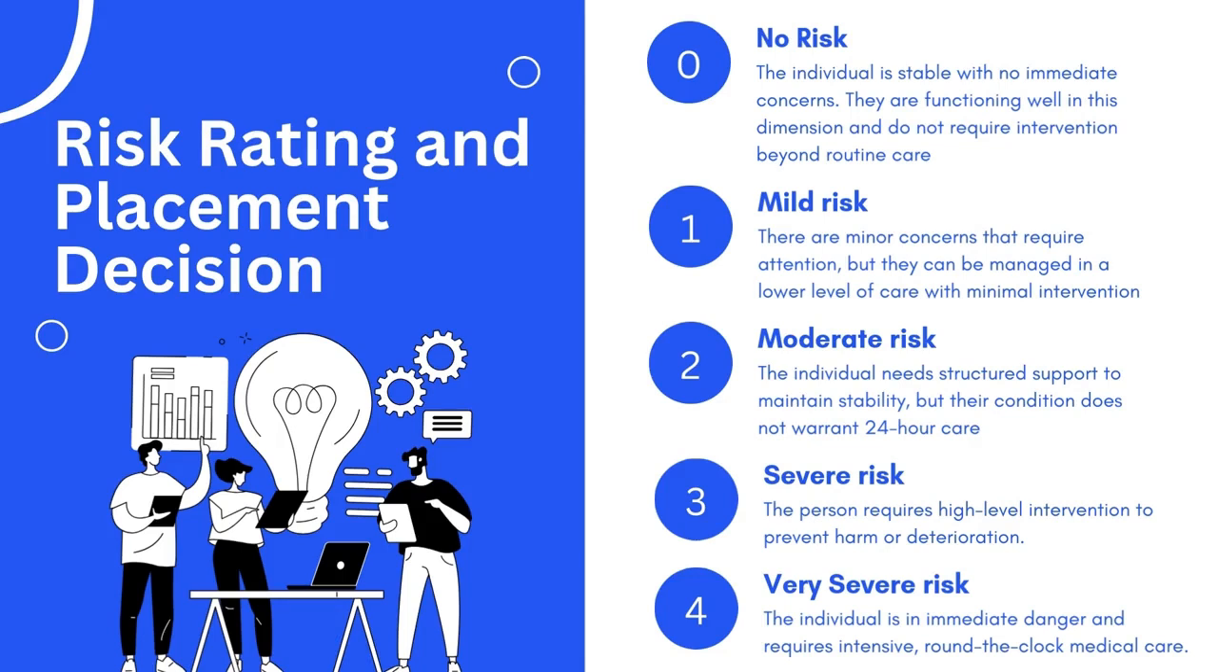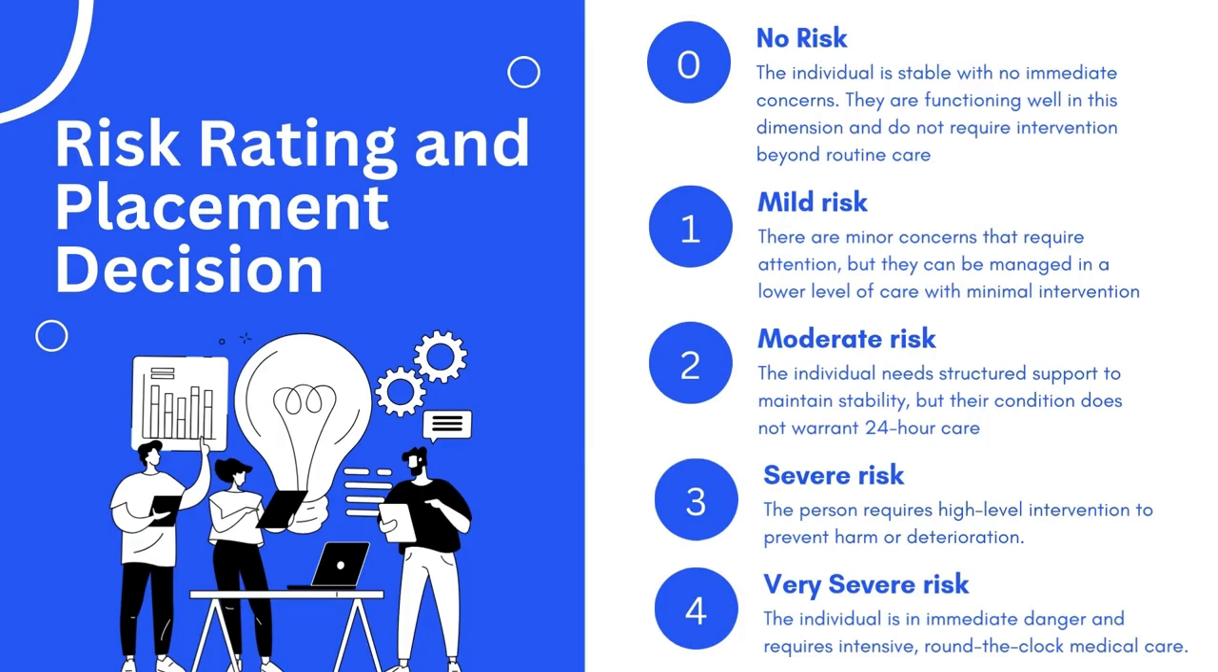2 is for moderate risk. The individual needs structured support to maintain stability, but their condition does not warrant 24-hour care. They may need a higher intensity outpatient setting or partial hospitalization to ensure safety and progress. So a person experiencing mild withdrawal symptoms that can be managed in an outpatient setting, or someone struggling with early recovery who benefits from IOP or PHP.